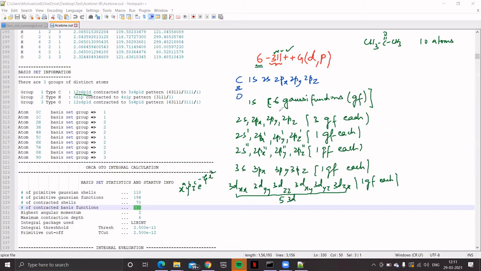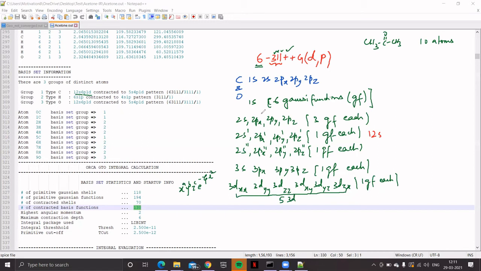So if you add this, how many s are there? For s, how many Gaussian functions are used there? 6 for 1s, 3 for this 2s, 1 for this 2s dash, 1 for this 2s double dash, 1 for this 3s. So for s, it will be 6 plus 3, 9, plus 1, 10, plus 1, 11, plus 1, 12. So that is 12. So let me mark this with a different color. So we are using 12s.